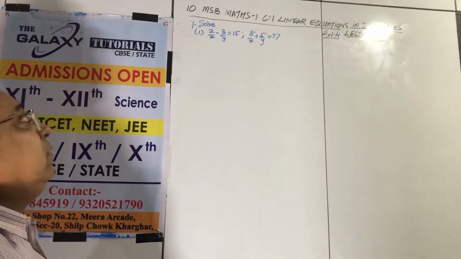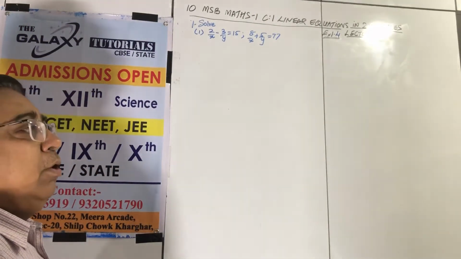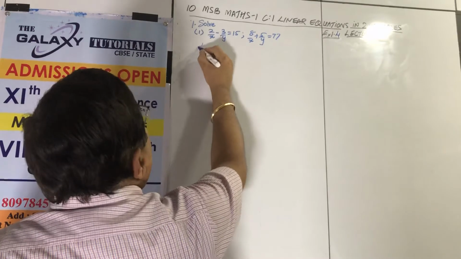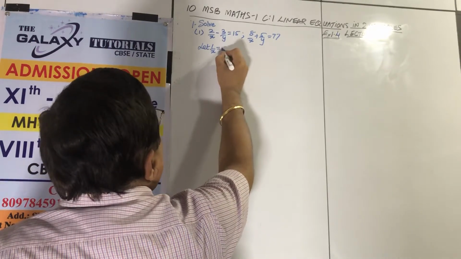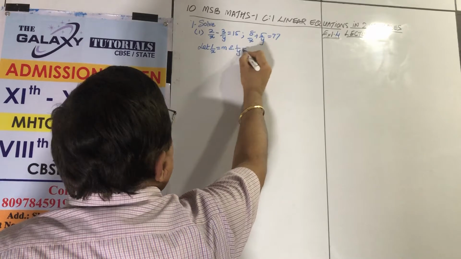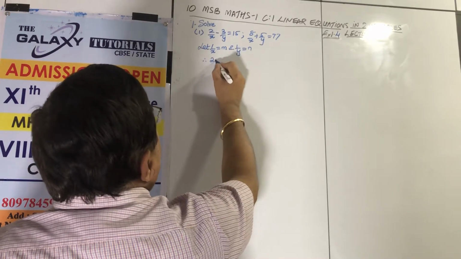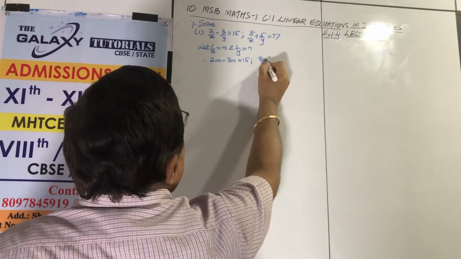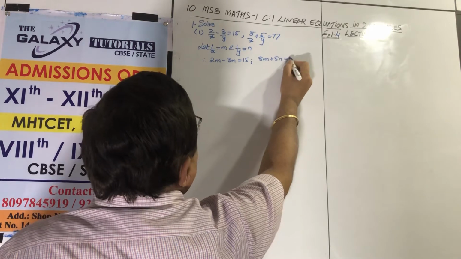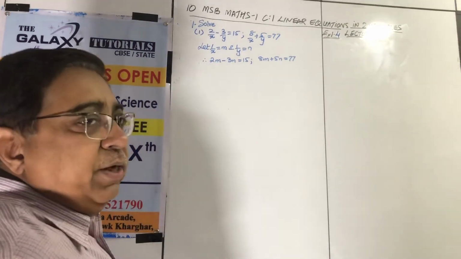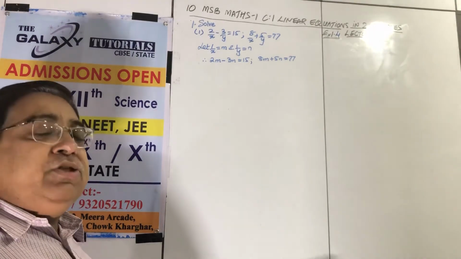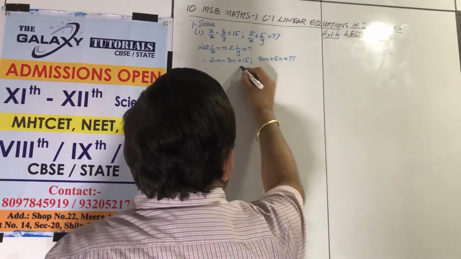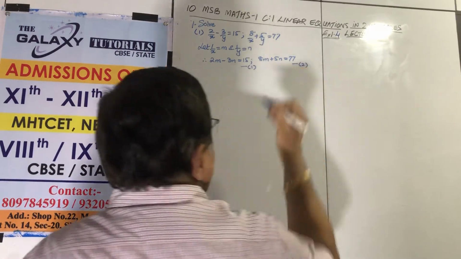Now, this looks a bit troublesome because x is in the denominator. Don't worry, my friend. We will substitute it by different letters. Let 1 upon x be equal to m and 1 upon y be equal to n. Therefore, it is 2m minus 3n is 15 and 8m plus 5n is 77. How nice, my friends. You can see now it's become easy on the eyes and easy on the brain. Now we think we can solve it. So this is equation 1, this is equation 2.